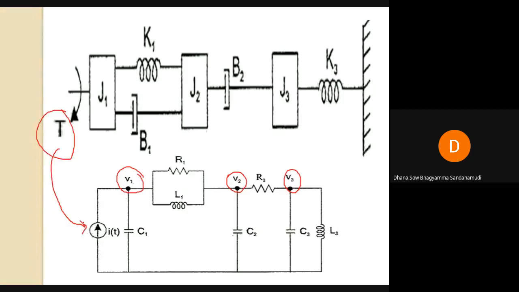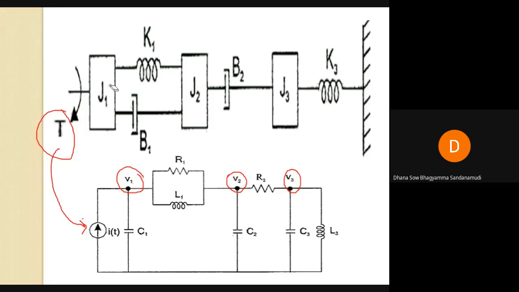Next, J1. J1 is analogous to C1. J1 is not analogous to 1 by C1. If J1 were analogous to 1 by C1, you might have connected a capacitor in series to this current source, but it is analogous to C1. So connect C1 parallel to I of t. Connect C1 to this node. That's all. J1 and T are over.